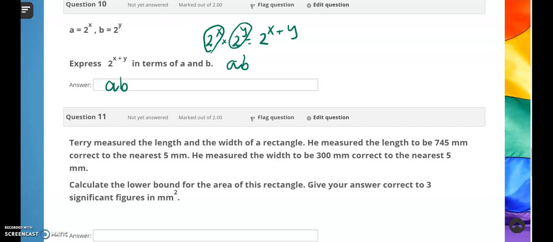In question 11, we've got Terry measured the length and the width of a rectangle. He measured the length to be 745 millimeters, correct to the nearest 5 millimeters. He measured the width to be 600 millimeters, correct to the nearest 5 millimeters. Calculate the lower bound for the area of this rectangle. Give the answer correct to 3 significant figures.